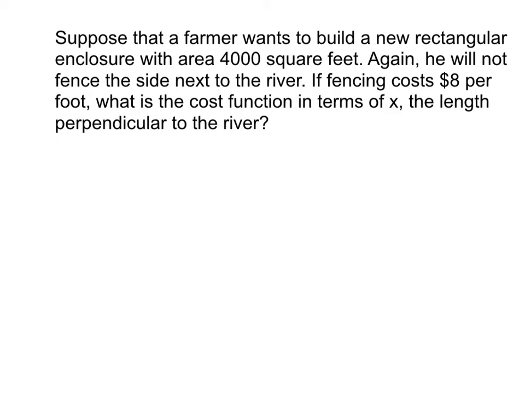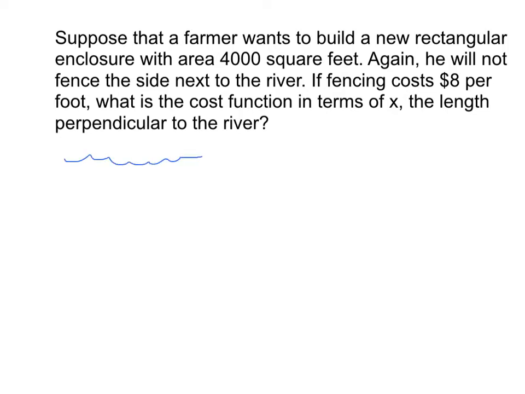Okay, next problem. Let's suppose that a farmer wants to build a new rectangular enclosure with area of 4,000 square feet. Again, he will not fence the side next to the river, so this is exactly the same sort of setup that we had in the previous problem. If fencing costs $8 per foot, what is the cost function in terms of x, the length perpendicular to the river? Alright, now before we begin, we have to draw a picture to see what's actually happening.